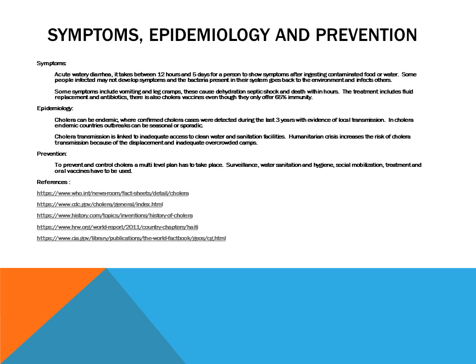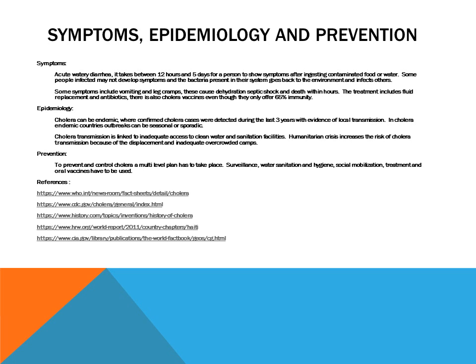So what are the symptoms? Acute diarrhea. It takes between 12 hours and 5 days for a person to show symptoms after ingesting contaminated food or water. Some people infected may not develop symptoms, and the bacteria present in their system goes back to the environment and infects others. Some symptoms include vomiting and leg cramps. These cause dehydration, septic shock, and death within hours. The treatment includes fluid replacement and antibiotics. There are also cholera vaccines, even though they only offer 65% immunity.